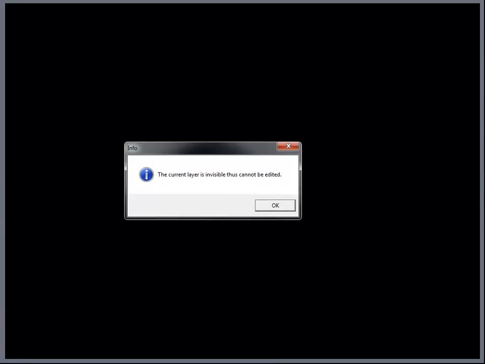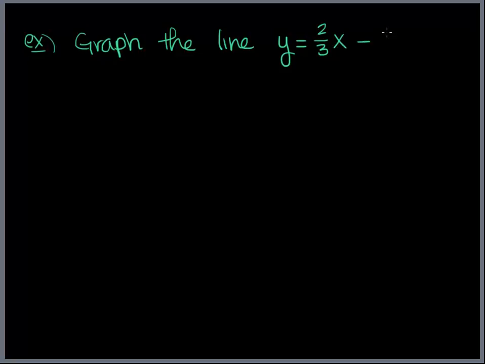All right. So the first example I want to do is just talking about how to graph this. Okay, so for example, let's graph the line. Let's do y equals 2/3 x minus 3. Okay, so I want to graph this line, 2/3 x minus 3.